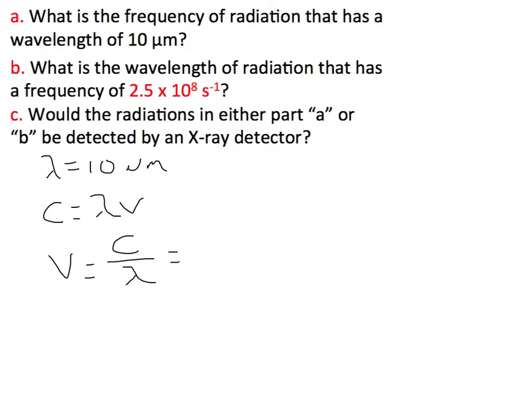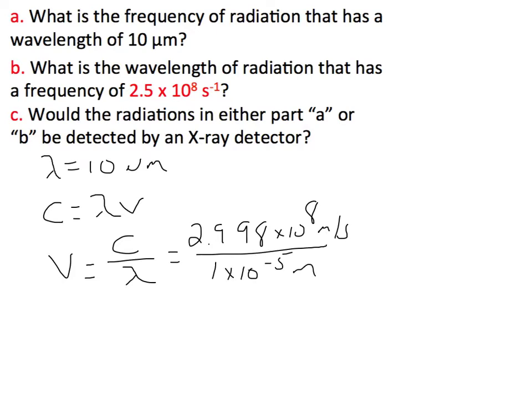And so we know that the speed of light is 2.998 times 10 to the 8 meters per second. And we know that the wavelength is 1 times 10 to the minus 5th meters. Okay, so we converted the 10 microns using 10 to the minus 6 meters in 1 micrometer. And so we get 1 times 10 to the minus 5th meters.